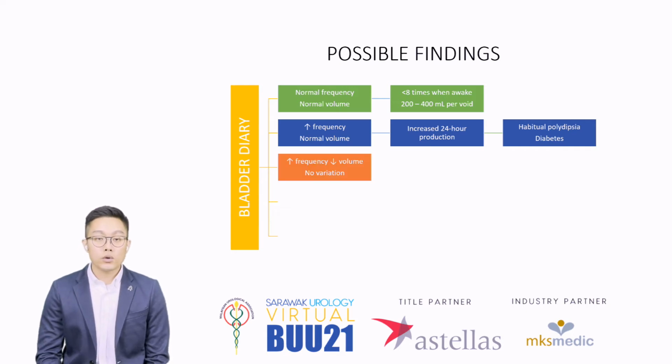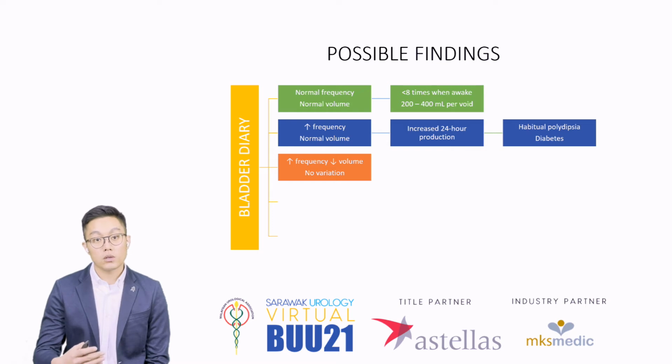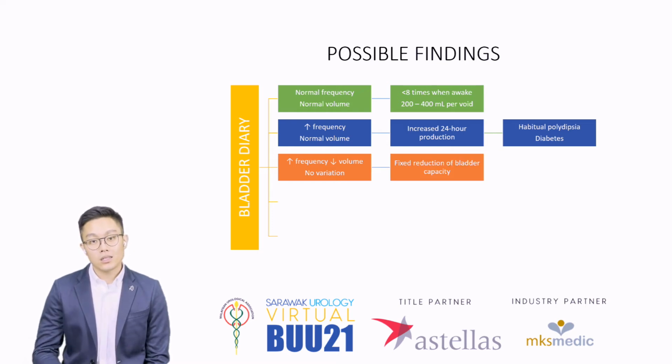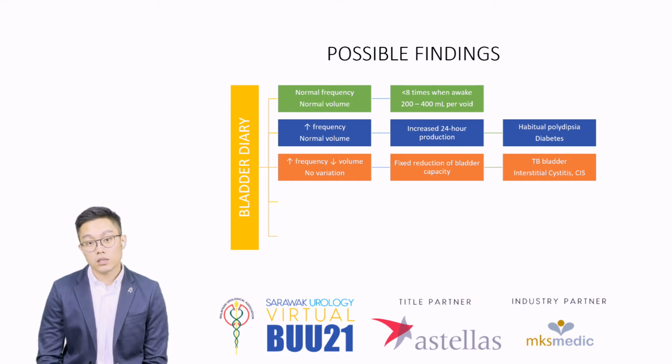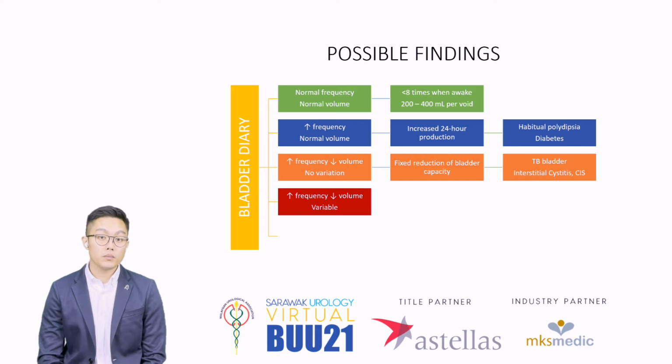So what if there's an increase in frequency, a reduced volume, but there's no variation in volume? Meaning they are frequently passing small but consistently similar volumes of urine. This indicates a fixed reduction of the bladder capacity, and is usually seen in inflammatory disorders such as TB bladder or interstitial cystitis, or perhaps they have a carcinoma in situ of the bladder.